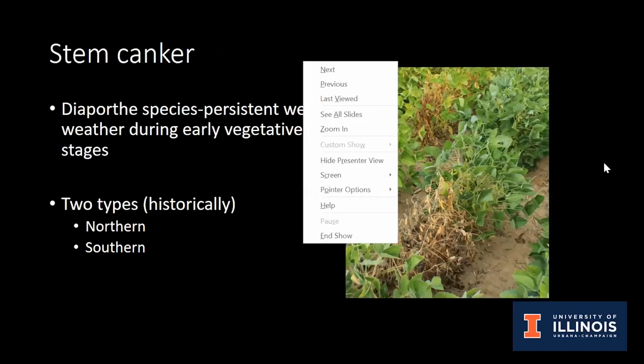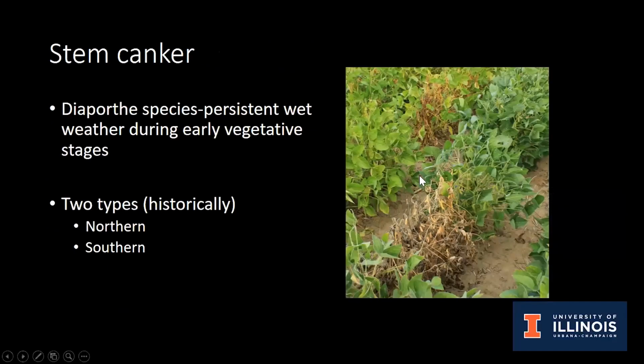Now, stem canker is one that is a little more complex than I'm going to make it out to be here. It's caused by several different species of Diaporthe. It's another fungus. This one really likes it wet, especially during the early vegetative stages. So you can kind of see a common pattern here.